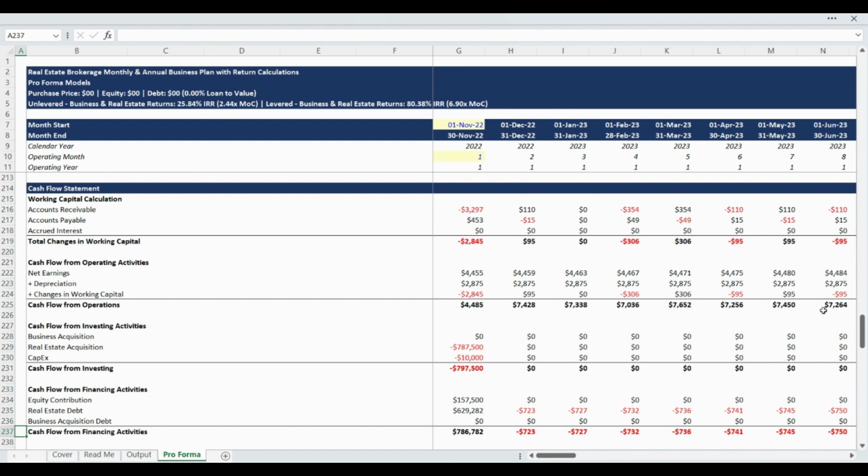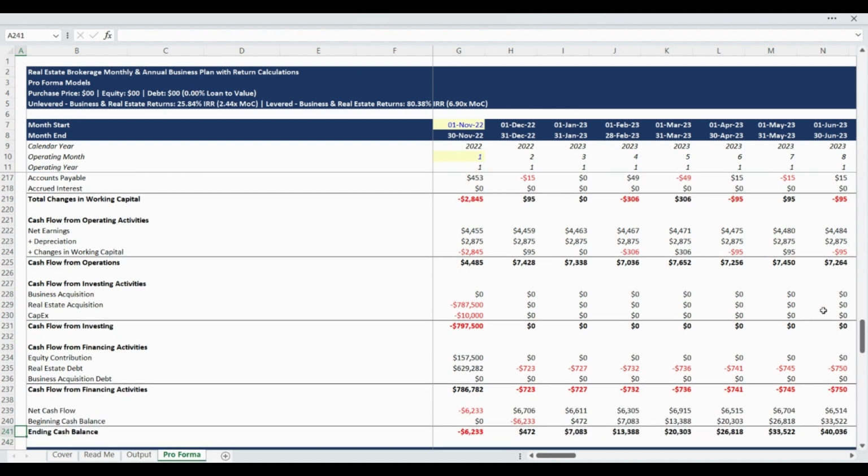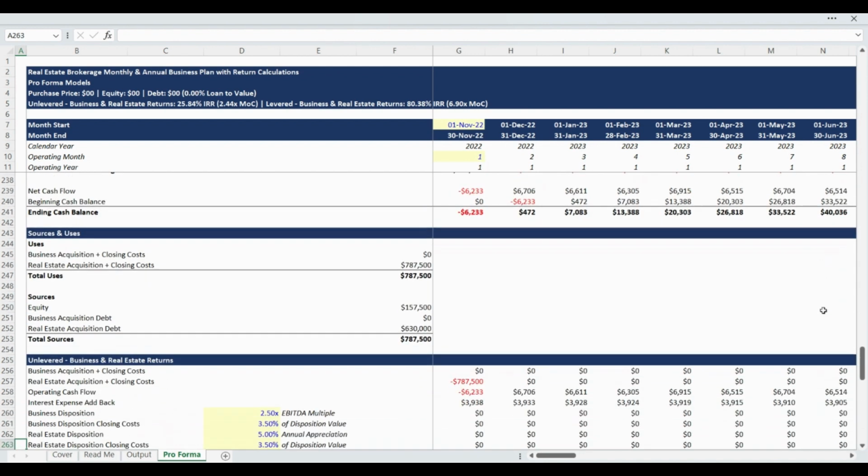The cash flow statement concludes with a calculation of the monthly incremental cash flow as well as the monthly beginning and ending cash balance. This is incredibly useful for risk management, understanding run rate, and the ability to invest further in the business or pay down debt. The three-statement financial model is now complete, and we can begin analyzing the returns from the business acquisition.